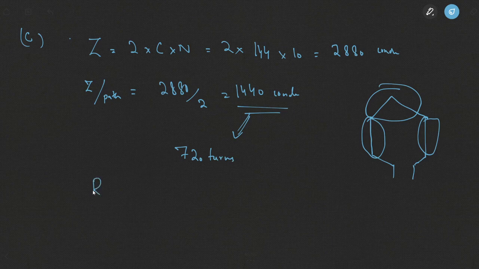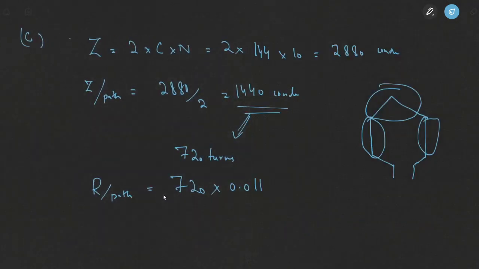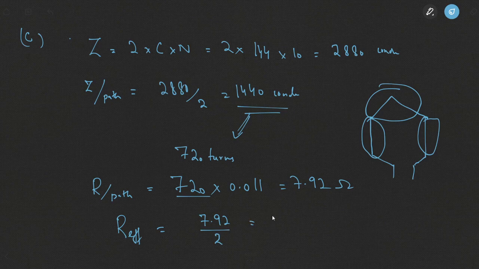So in one parallel path, the resistance per path is equal to 720 into 0.011. Since we have been given the resistance of each turn, that's why we are finding in terms of turns. We found our number of turns, multiplied by 0.011. So this will be equal to 7.92 ohms. Now this is resistance per path. There are 2 paths, they are in parallel, so effective resistance will be 7.92 into 7.92 divided by 7.92 plus 7.92, as you do in case of solving 2 parallel resistances. In short, this is 7.92 divided by 2, that's equal to 3.96 ohms. So this will be the total effective resistance of the armature of this DC machine.